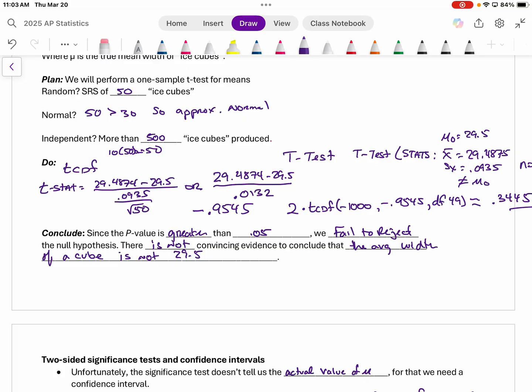Now, if there is evidence that it's different, what would I do as a company? If I did have evidence that it was different than 29.5, what would I do as a company?